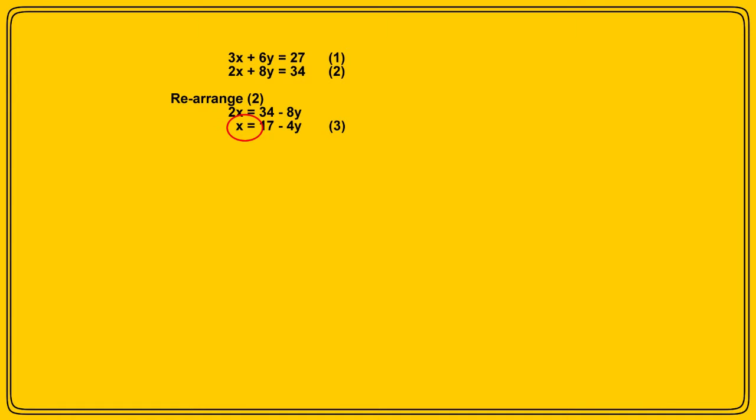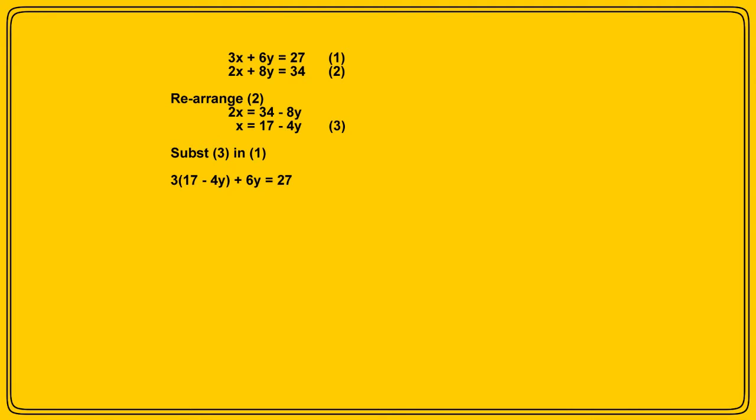So now we're going to take the right hand side and substitute it into one of the original equations, and we're going to put it into equation 1. So we write substitute 3 in 1. That gives 3 times (17 subtract 4y) plus 6y is 27.